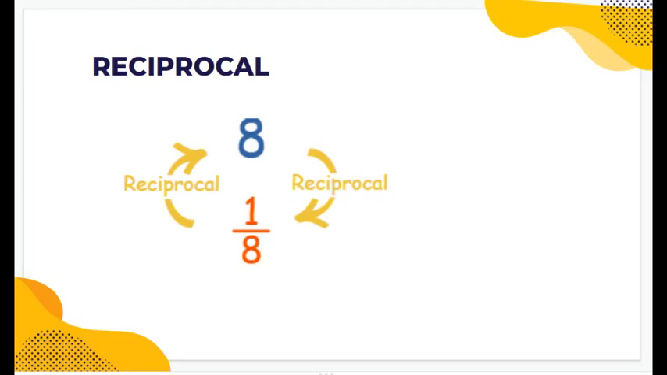Reciprocal. Reciprocal is the inverse of a number, or you just flip it to get the reciprocal.